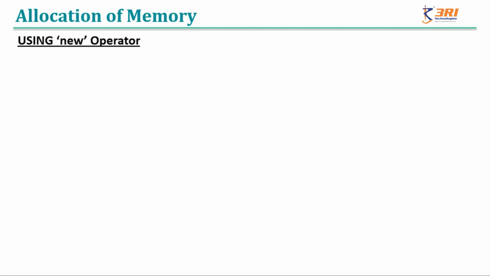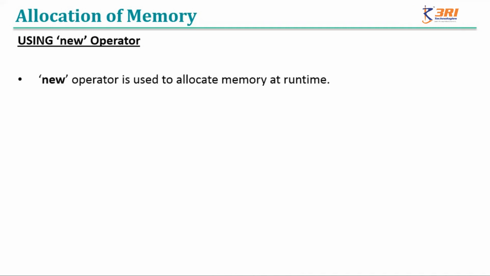It uses the new operator to allocate memory at runtime from the heap segment. The new operator denotes a request for memory allocation from the heap segment. If sufficient memory is available, the new operator initializes the memory and returns the address of the newly allocated and initialized memory to the pointer variable.